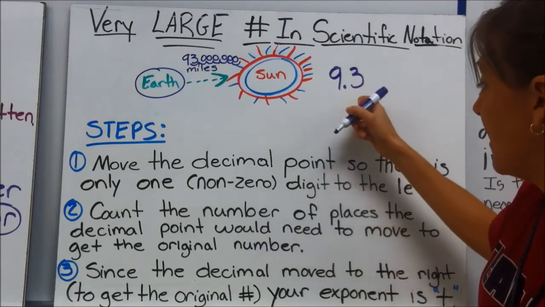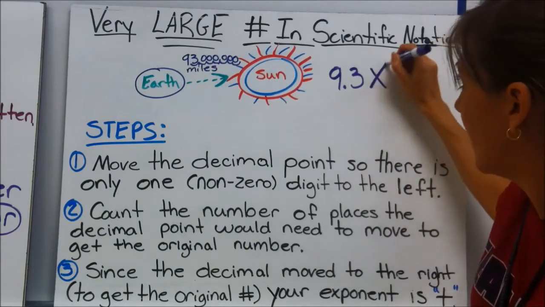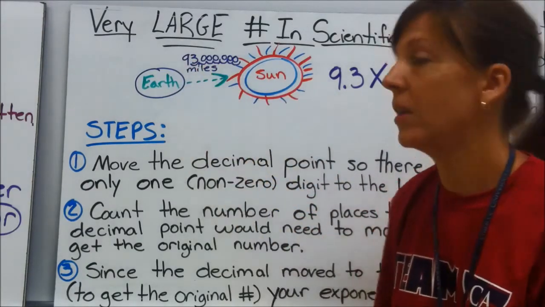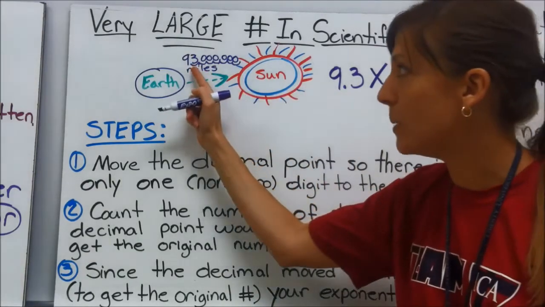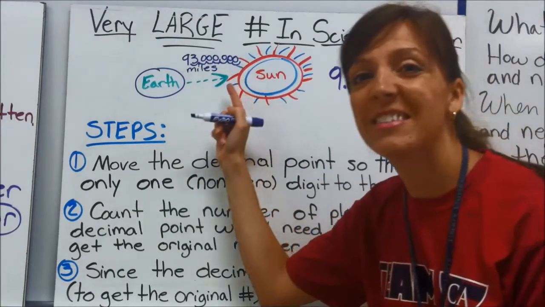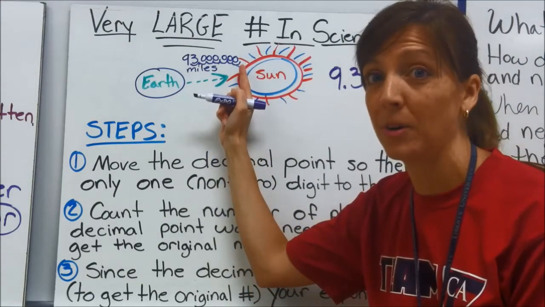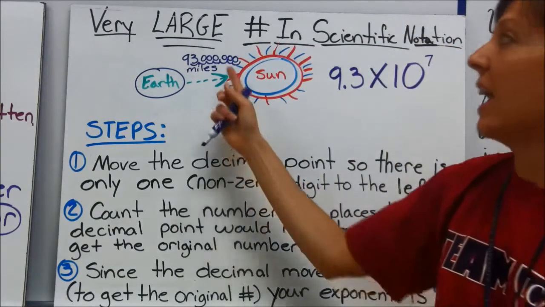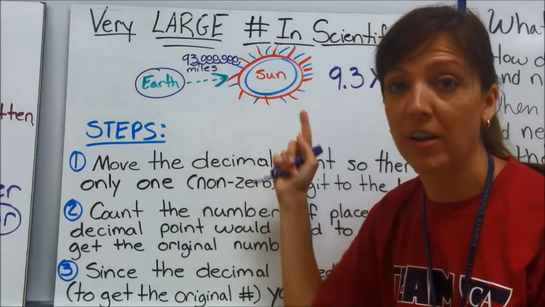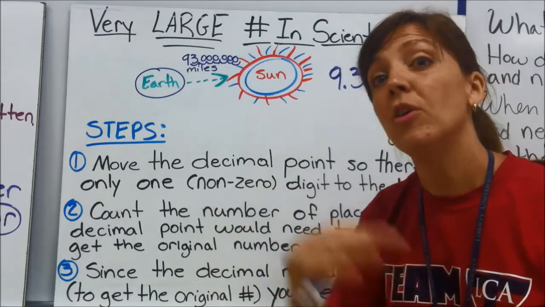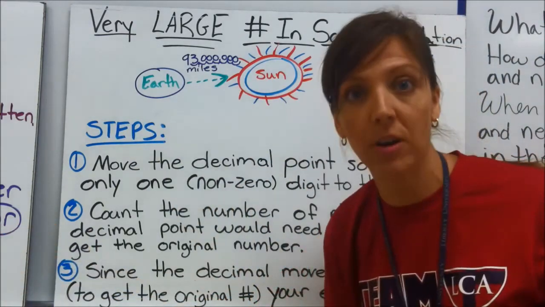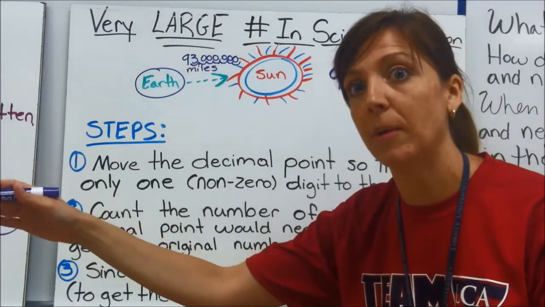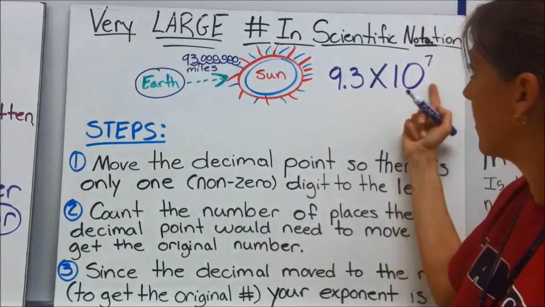Okay, so I have 9.3 times, and it's always going to be times 10 because we're adding zeros onto the number. Times 10, and how many times did we move the decimal point? We moved it 7 times to get the original number. Okay, so times 10 to the 7th power, and we moved it in the positive direction. We moved to the right. Remember, right on a number line is positive, left on a number line is negative. So since we moved our decimal point to the right to get to the original number, we have to have a positive exponent.